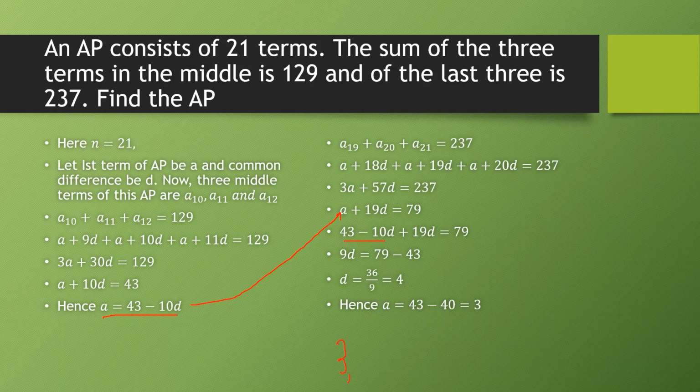What will be the second term? 3 plus 4, 7. Third term, 11. Fourth term, 15 and so on. Correct? 3, 7, 11, 15. Understood? This step was very important. That is A10, A11 and A12. First I'll find the centermost term. Then one term to its left, one term to its right. Then use this condition. Okay.